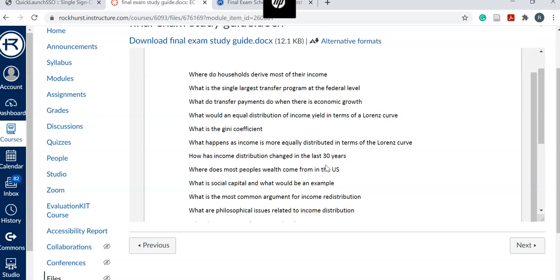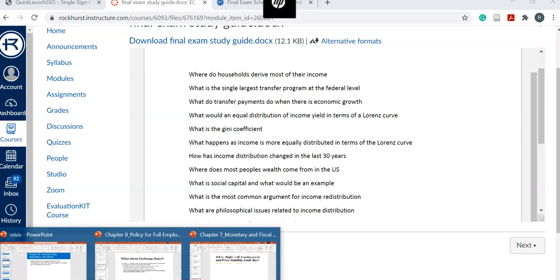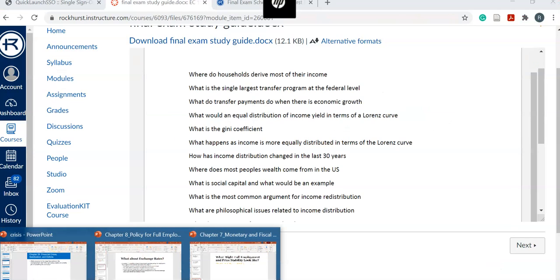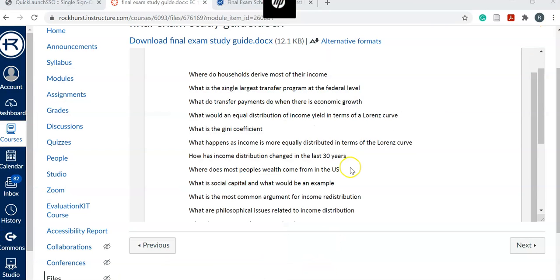Single largest transfer program at the federal level. Okay, let's think about this one. We had a bunch of different transfer programs. And what you're going to need to do is go into the PowerPoint and see which one it is. Okay, so there were things like Social Security, there were things like Medicare. Okay, hint, hint, probably one of those two.